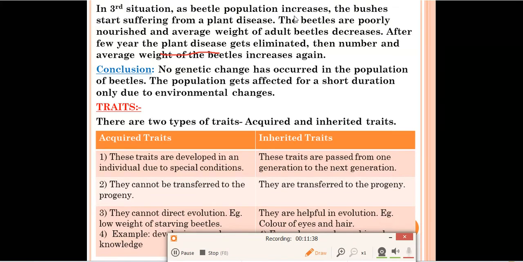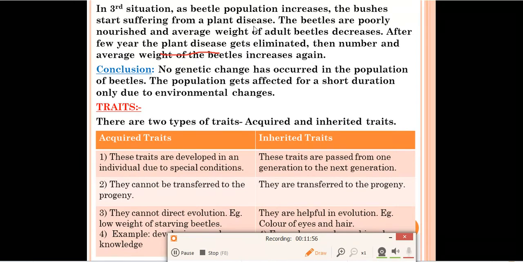As the beetle population increases, the bushes start suffering from a plant disease. The number of beetles will increase, their population will increase. But suddenly the bushes get infected because of a plant disease. So now the beetles will not get proper food to eat. The leaves are already infected with a plant disease, so beetles will not get food to eat.